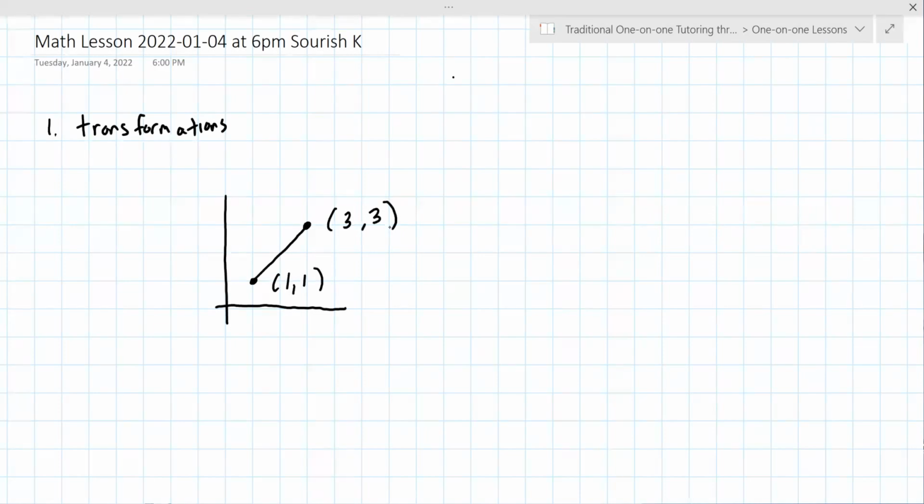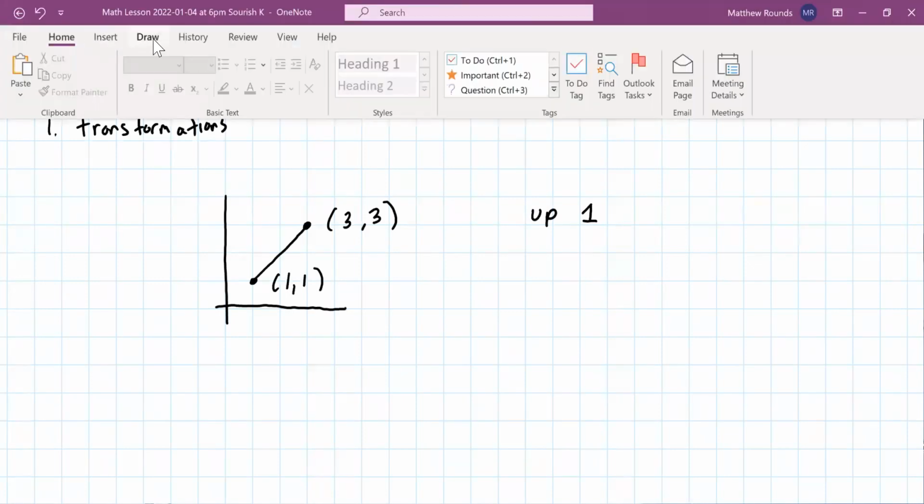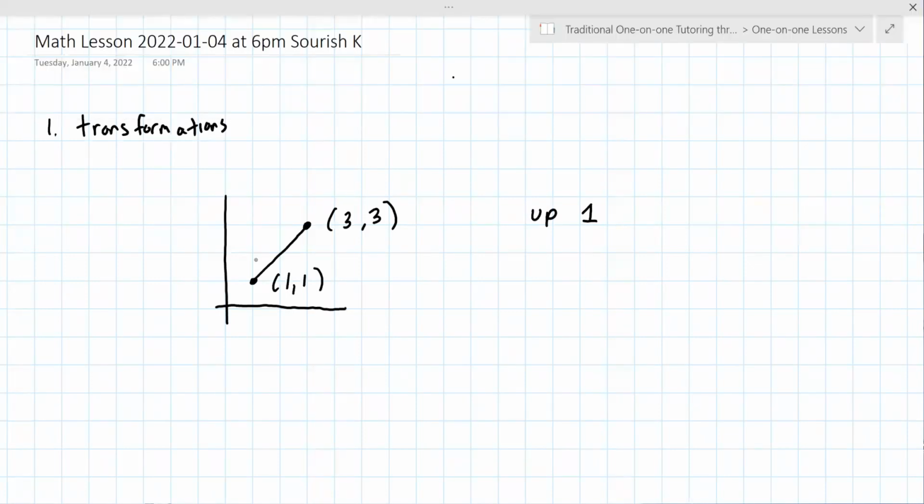Okay, so let's say I wanted to move everything up 1. I'll do that here in a different color, in blue, maybe. If I move everything up 1, that point moves up 1, and then this point moves up 1. Okay, what are the new ordered pairs?